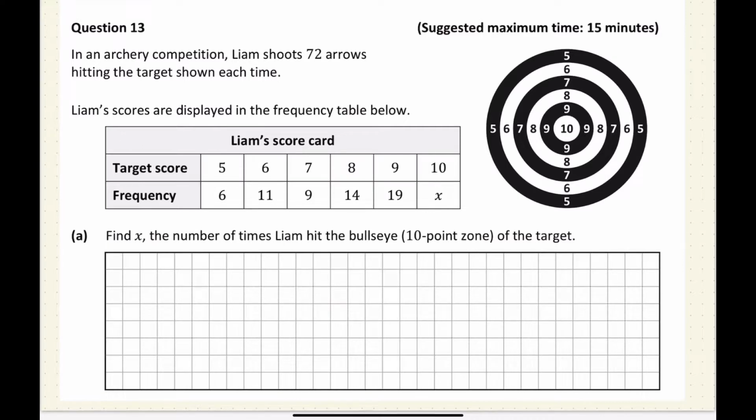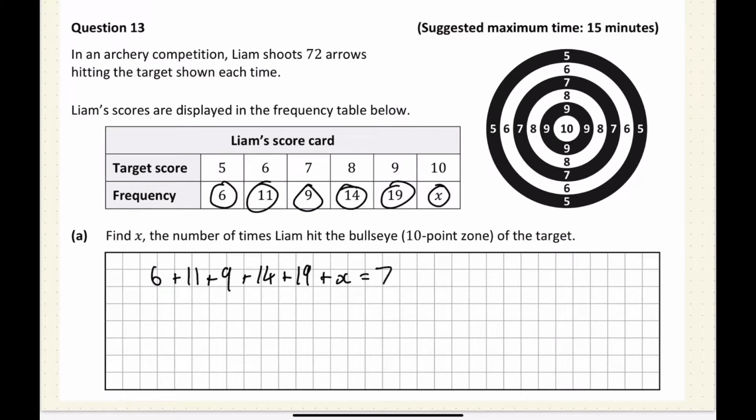Well, we can see that he hits 5 6 times, 6 11 times, 7 9 times, 8 14 times, and 9 19 times. So we're trying to work out what this is here. So this is how many arrows he shot. He shot 6 that hit 5, added to 11 that hit 6, added to 9 that hit 7, added to 14 that hit 8, added to 19 that hit 9, added to X, which hit 10. And we know that that was a total of 72 arrows.